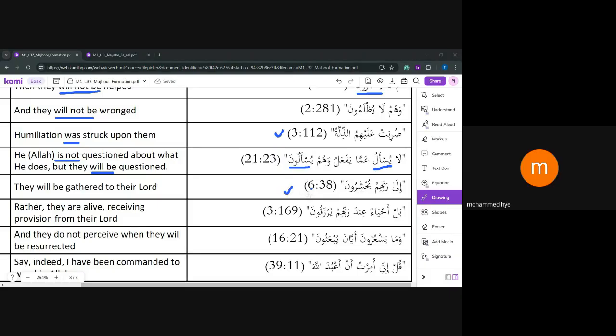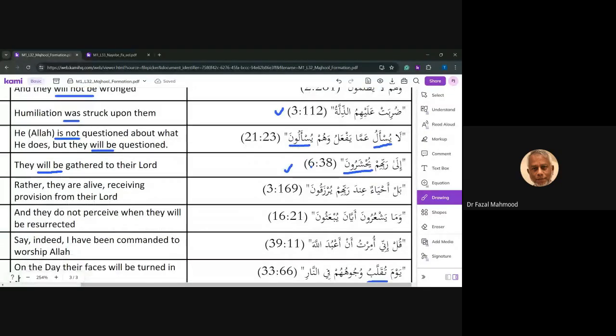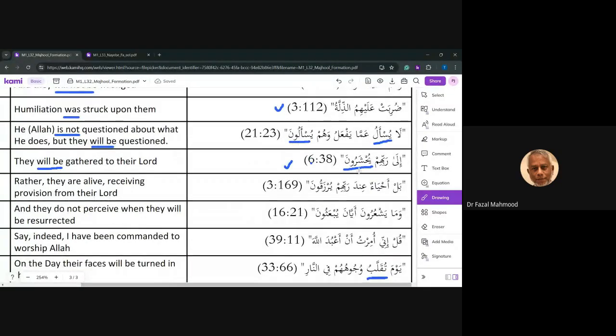Sister Shamila. Underline, please. Ila rabbihim yuhsharun. They will be gathered to their Lord. So will be gathered. But there is no actor. Who will gather? Is it mentioned? Allah will gather. Is it mentioned Allah? No. Actor missing. Passive. Will be gathered. Passive. Next.